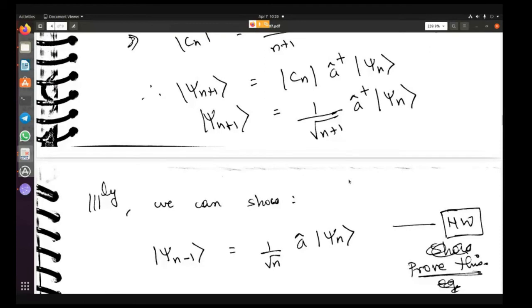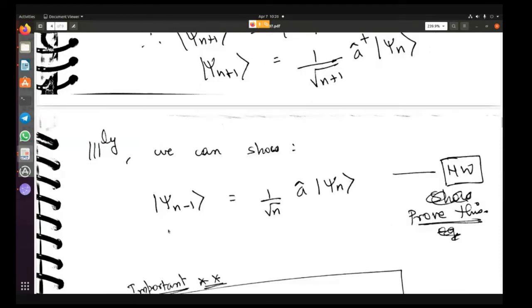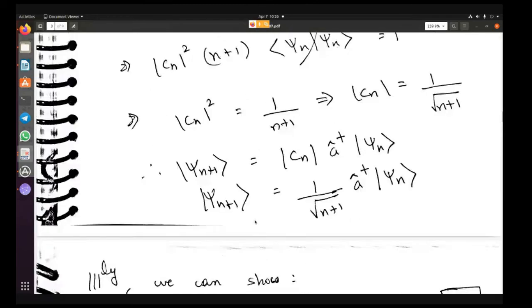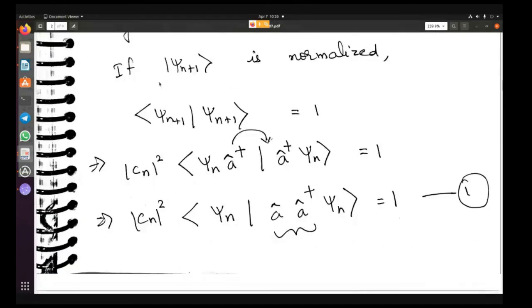Similarly, we can show psi n minus 1 is given by 1 by root n into A into psi n. So this is your homework. I want you to show how to do this. You have to follow the same kind of steps. For psi n plus 1, we started with psi n plus 1, psi n plus 1. In this case, you will start with psi n minus 1, psi n minus 1. That's what you will do.